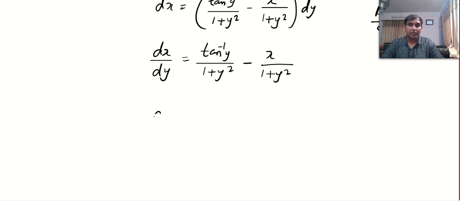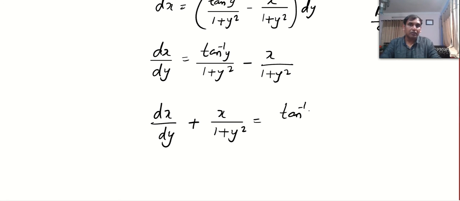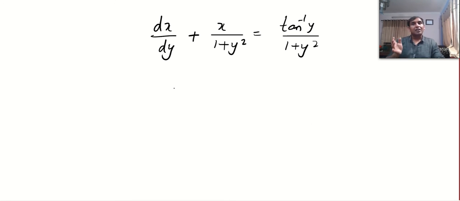So we end up with dx by dy plus x by 1 plus y square is equal to tan inverse y by 1 plus y square. Now this is very interesting. Here you can see that it looks like linear, but we already did 4 questions, and even in your plus 2 you might have learned so many questions in linear. But here we do not have dy by dx. It is dx by dy. So the standard form will be different now.